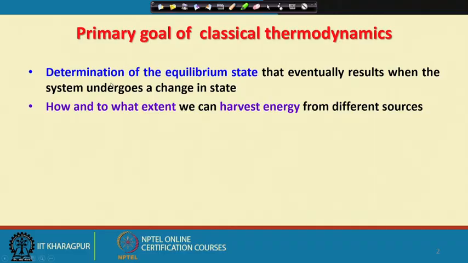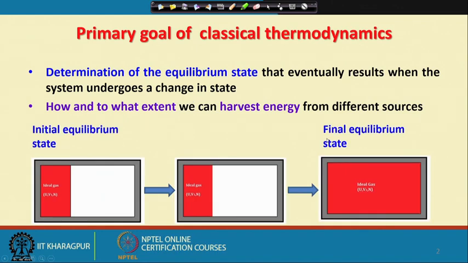So, basically what we are looking for are different ways in which we are going to harvest energy from different sources and use it for our own benefit. So, these are the two primary goals which we try to attain in thermodynamics. And let me now go over and try to define schematically the typical way in which a change in state is visualized in the case of a thermodynamic process.